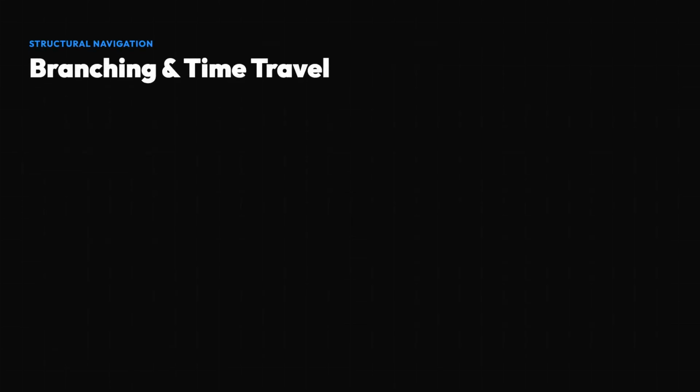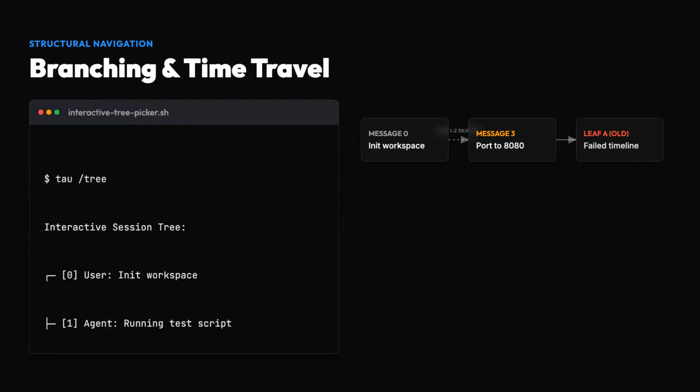Because sessions are append-only logs, you can easily implement branching. Say the agent makes a mistake and you want to travel back in time to a steering point and take a different path. In Tau, you run the /tree command. It opens a terminal-based tree picker. You select any past message and press Enter to branch. Tau appends a new leaf entry pointing to that past message. The next prompt starts a new timeline.